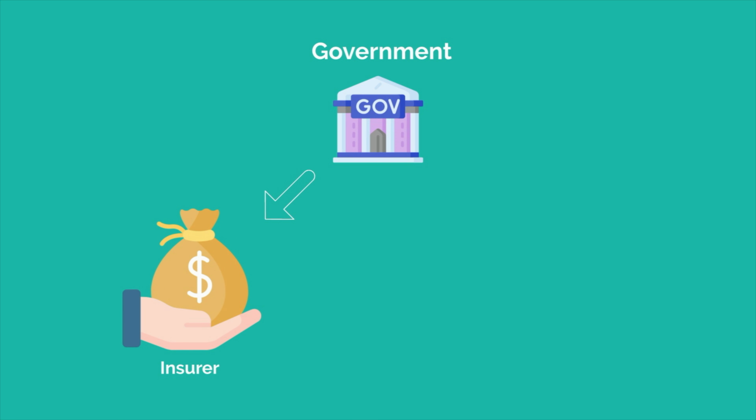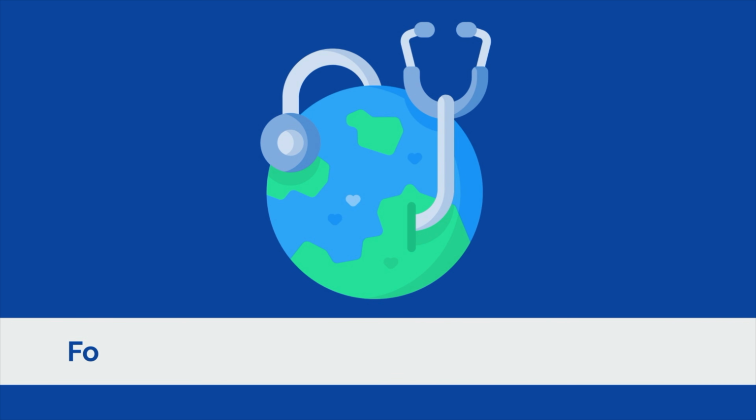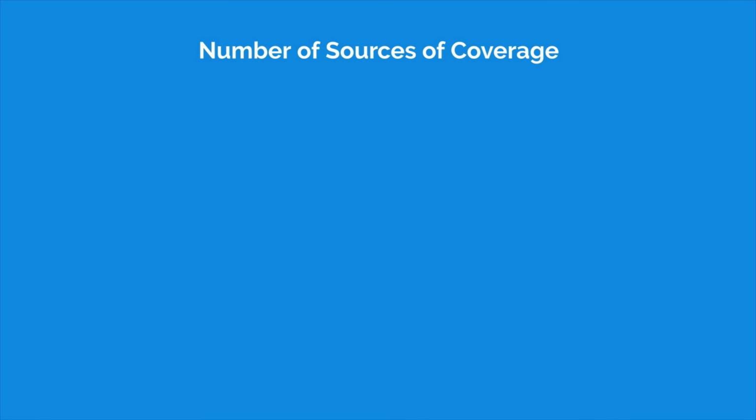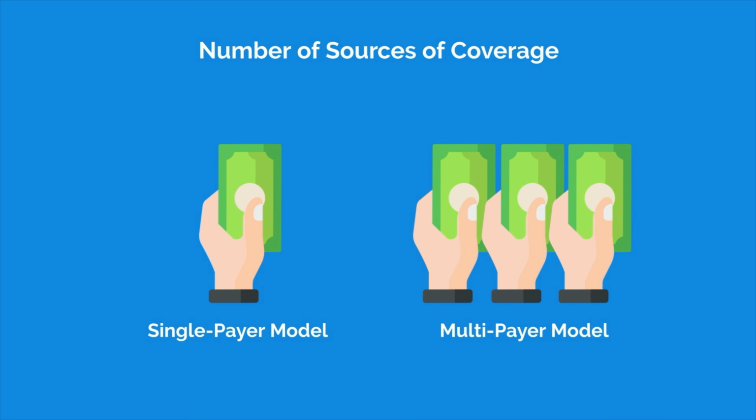For example, sometimes the government is the insurer, which means it takes on the financial responsibility. Other times, the government is completely out of the picture, or it may play a regulatory role. There are 4 factors to consider between the 4 major healthcare models. The first factor is the number of sources of coverage, or financial support, that exist under the model. If there is one source of coverage, we call it a single-payer model, and if there are several sources of coverage, we call it a multi-payer model.